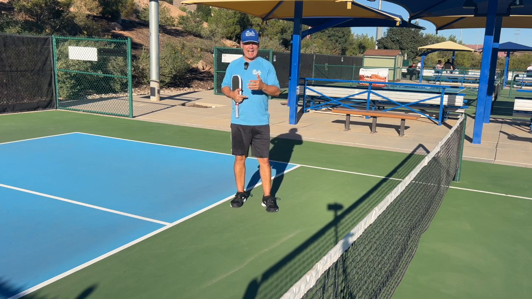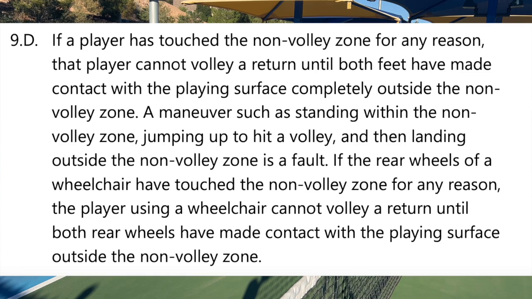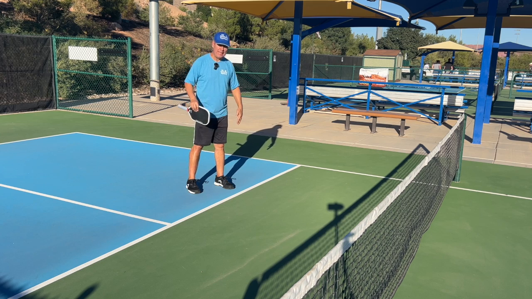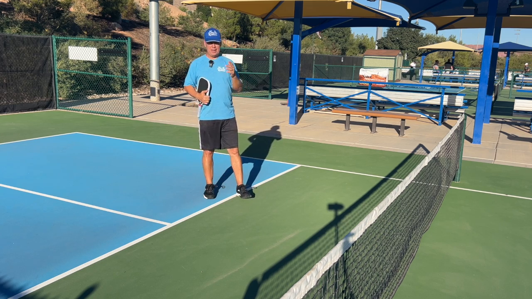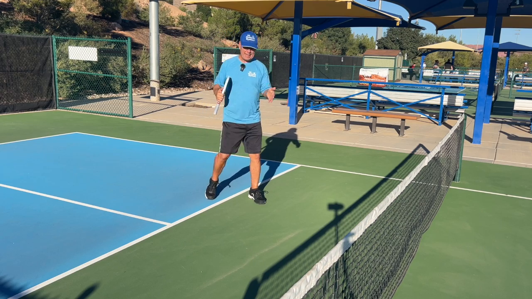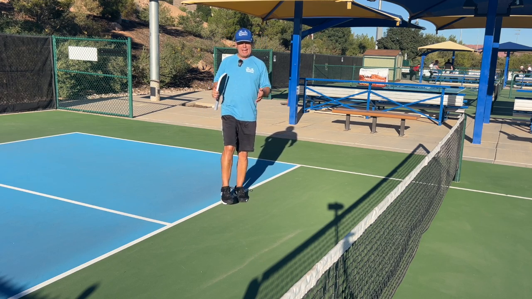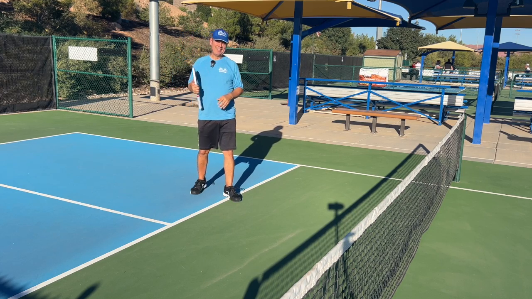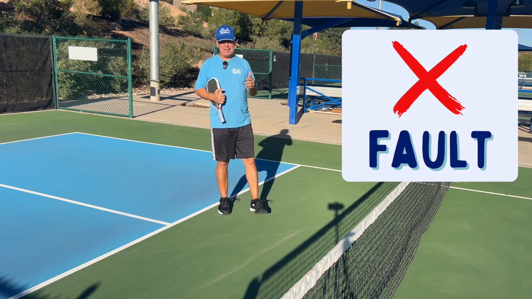This is Rule 9D. Rule 9D specifically says that if you've entered the non-volley zone, you must reestablish, it's called the reestablishment rule, outside the non-volley zone with both your feet before you can volley the ball and not commit a fault. In this case, because I was inside the non-volley zone, even though I was above it and I had left it as I was hitting the ball, it's still going to be a fault.